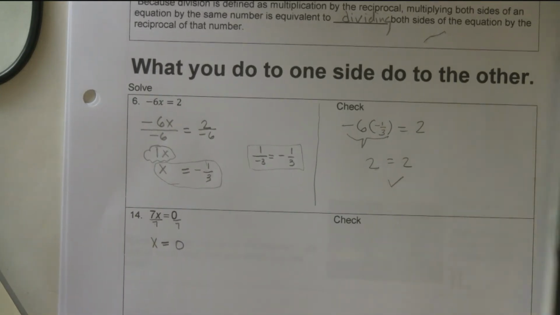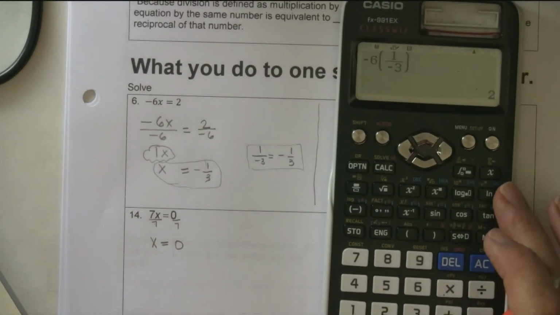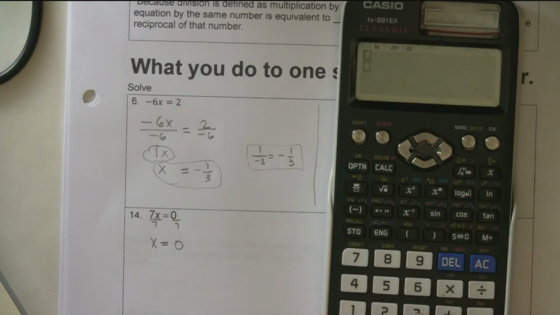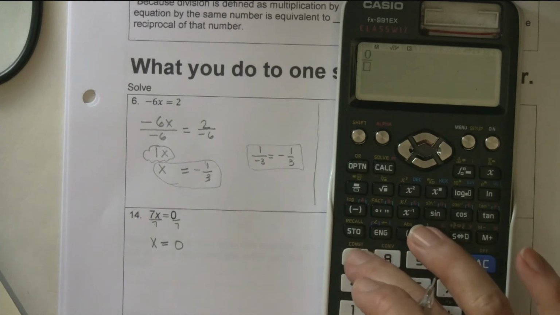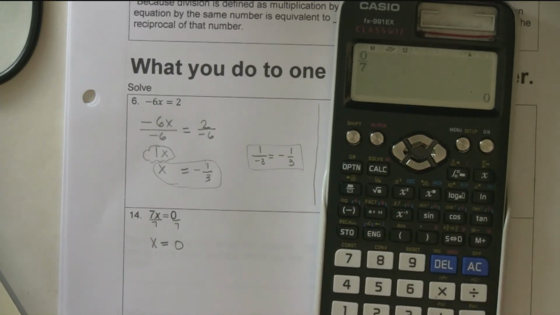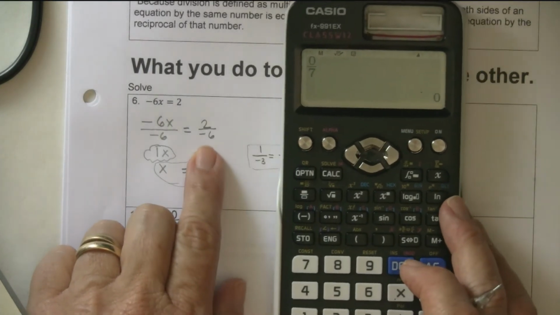And if you're not trusting yourself, if you're saying, wait a minute, was it undefined or was it 0? Well, you can put it in your calculator and check. Does your calculator know? And the answer is yes, it does. So 0 divided by 7 is 0. So the calculator does know.